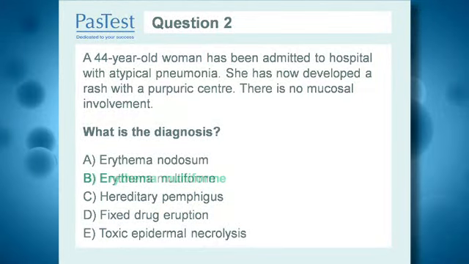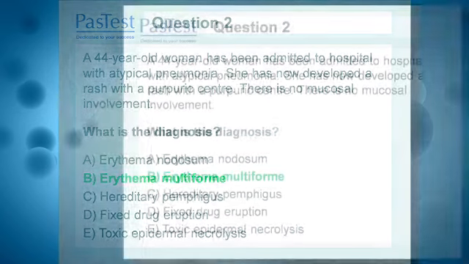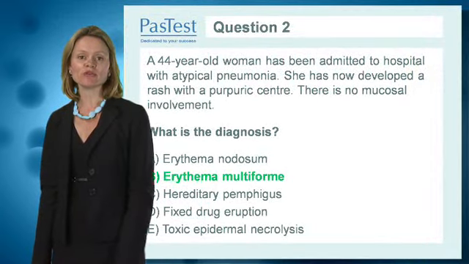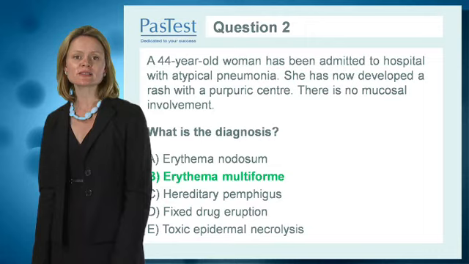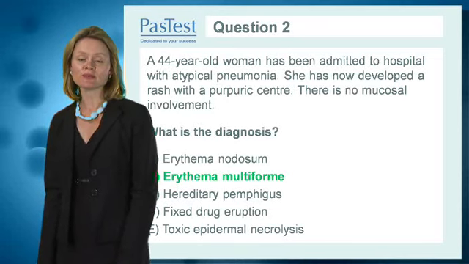Well, here the correct answer is erythema multiforme. And we'll move on to why it's erythema multiforme in a minute. But erythema nodosum typically produces tender red nodules on shins. Hereditary pemphigus, well, the patient's a bit old for this, and also pemphigus typically involves the mucosal membranes. A fixed drug eruption would produce an isolated scaly patch, so again, not typical of this history at all. And toxic epidermal necrolysis is where the whole skin sheets off because of necrosis of the skin, and there is always mucosal involvement there.